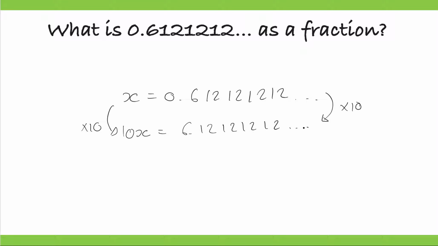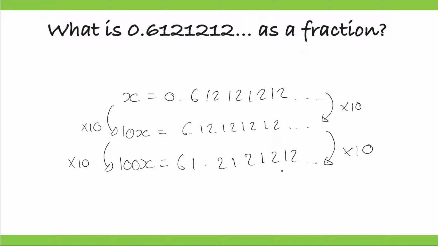6.12121212 and so on. Let's multiply by 10 again. This would become 100x. We need to multiply this by 10 again, multiply by 10. This would become 61.2121212 and so on. Let's multiply this by 10 again. This would become 1000x, and it would show 612.121212 and so on.